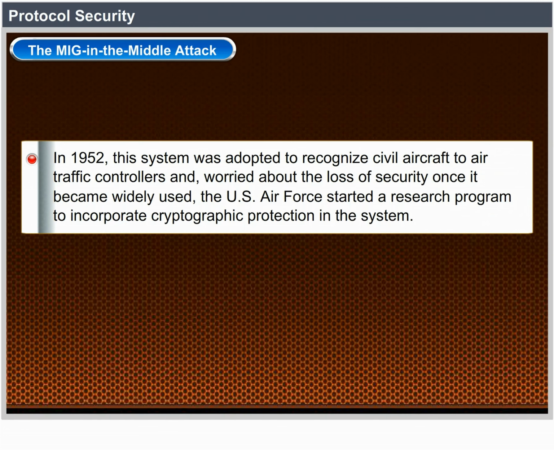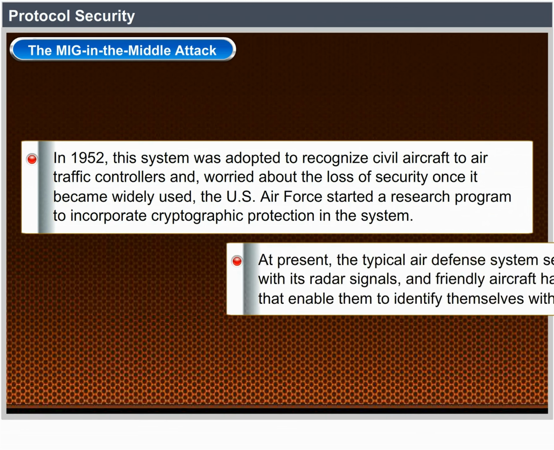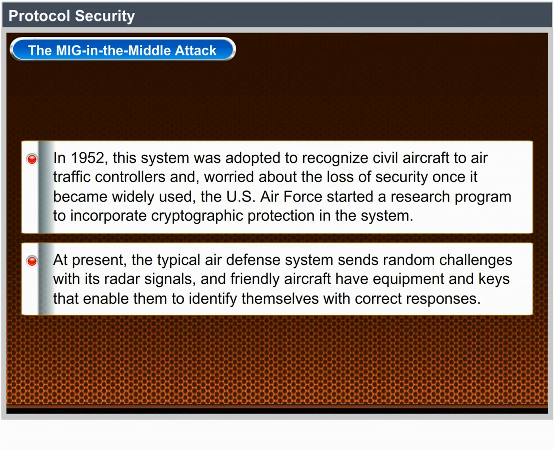Nowadays, the typical air defense system sends random challenges with its radar signals, and friendly aircraft have equipment and keys that enable them to identify themselves with correct responses.